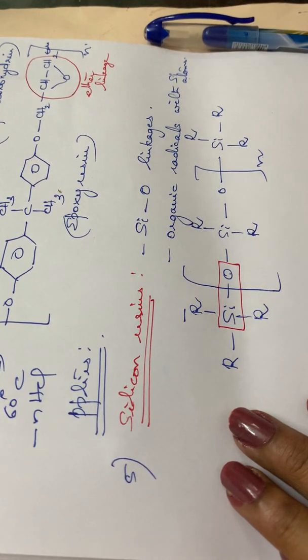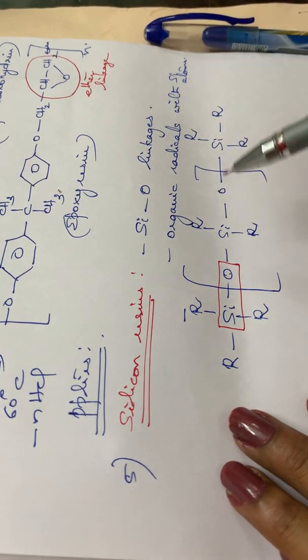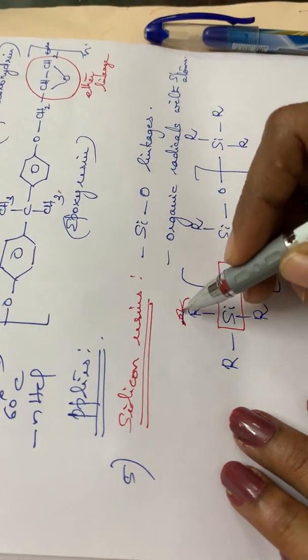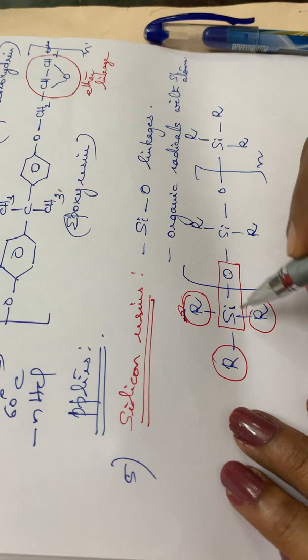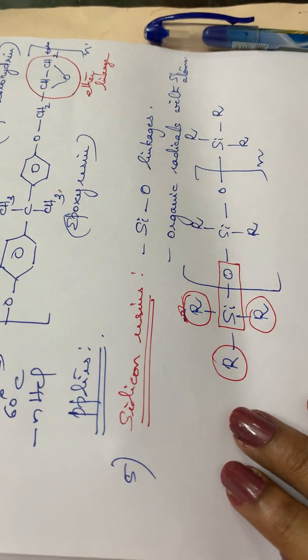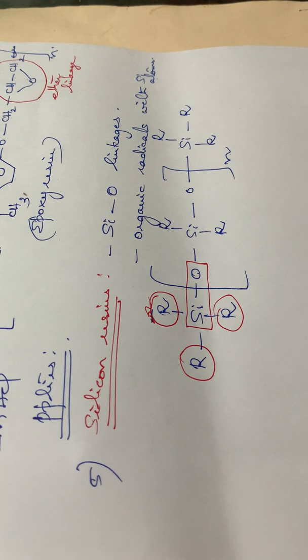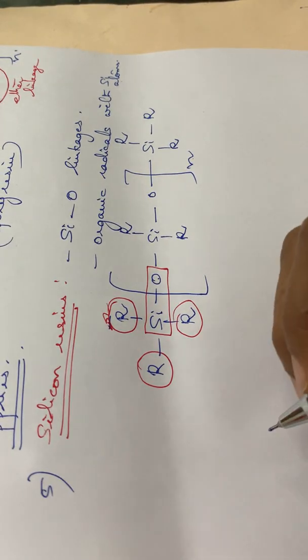Silicon-oxygen linkages are present. Then organic radicals are attached with the silicon atom. See, the organic radicals, this R group, is attached with the silicon atoms. So this type of polymer is called silicone resins. Next is the preparation of the silicone resins.